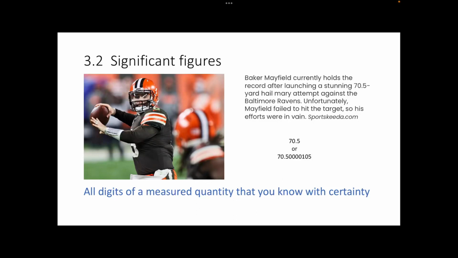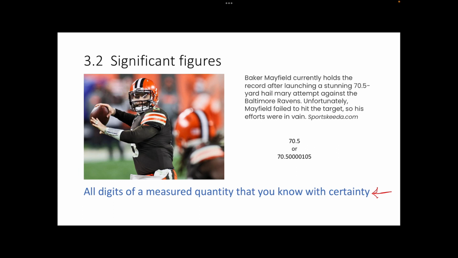Section 3.2 is about significant figures. Significant figures, the definition down here, is all digits of a measured quantity that you know with certainty. So this is Baker Mayfield. You guys probably know a lot more about him than I do, but he holds the record for the longest pass at 70.5 yards.